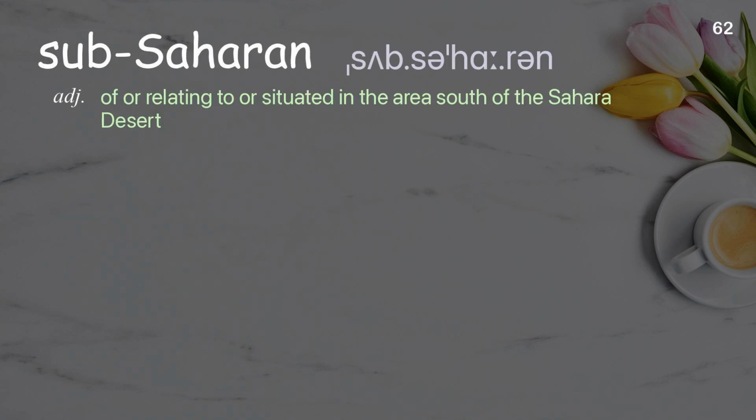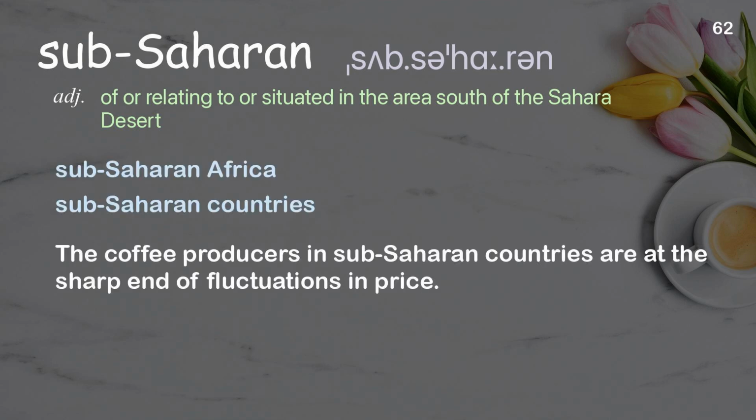Sub-Saharan. Of or relating to or situated in the area south of the Sahara Desert. Examples. Sub-Saharan Africa. Sub-Saharan countries. The coffee producers in sub-Saharan countries are at the sharp end of fluctuations in price.